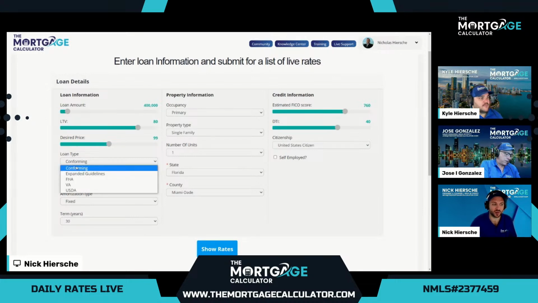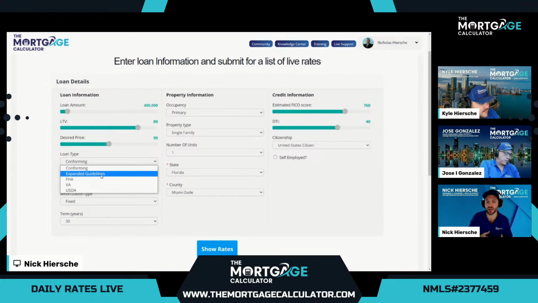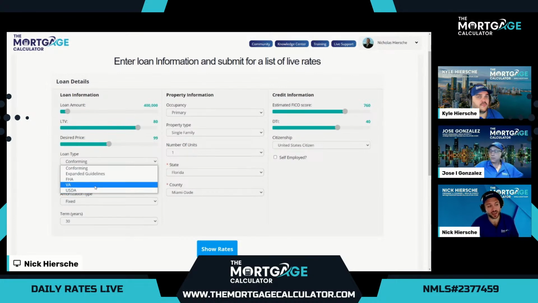We will do our 3 scenarios that we do every morning. We'll do our conforming conventional programs. Then we'll switch over to our FHA programs. And then we'll go into our expanded guidelines, aka non-QM, where we have over 5,000 alternative loan programs that use alternative documentation.